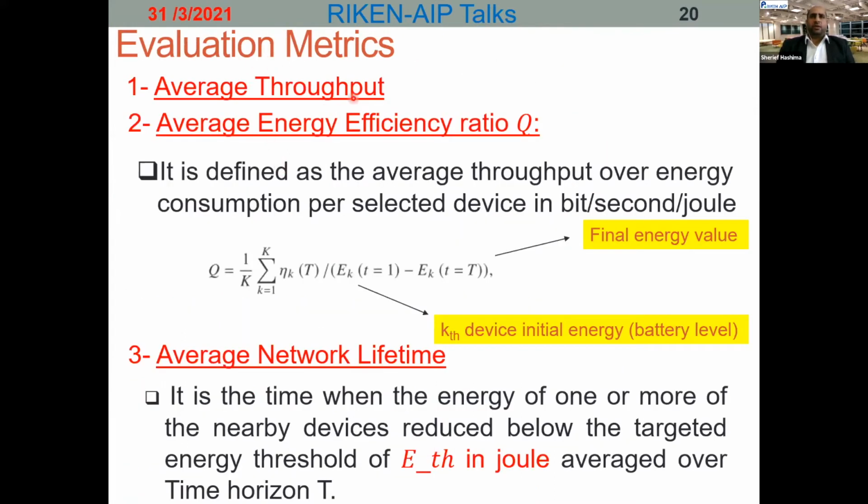What was our evaluation metric? We have the average throughput discussed before. We have the energy efficiency, which is the average throughput over energy consumption per selected device, in bits per second per joule. So this is the average throughput over the energy consumption during the time horizon. Also the average network lifetime, which is the time for the network until the energy of one or more of the nearby devices falls lower than the threshold level.